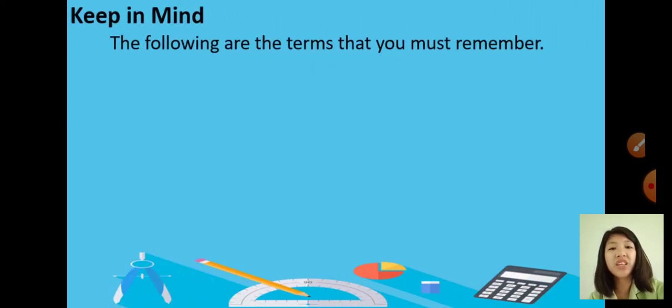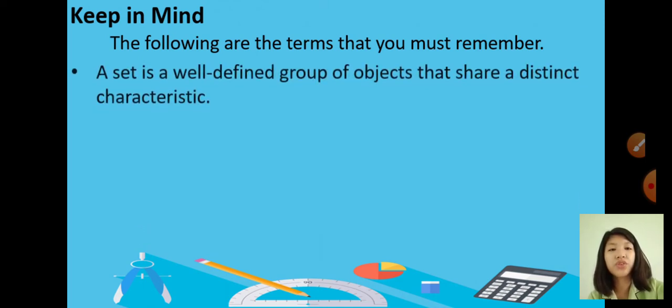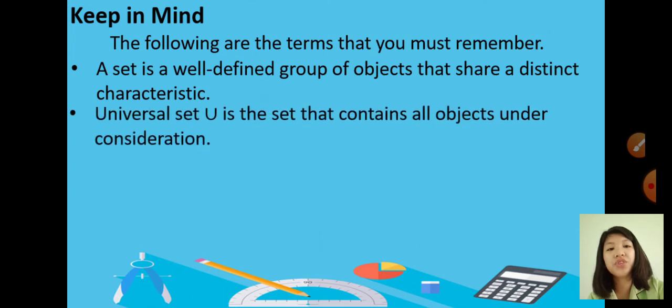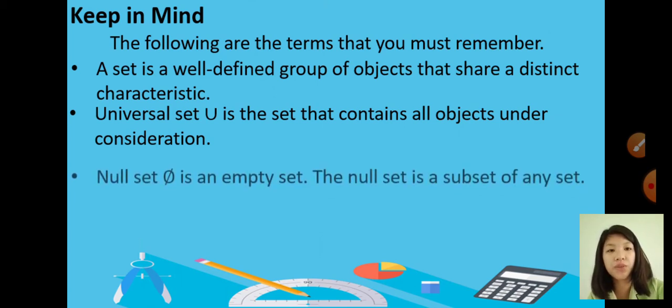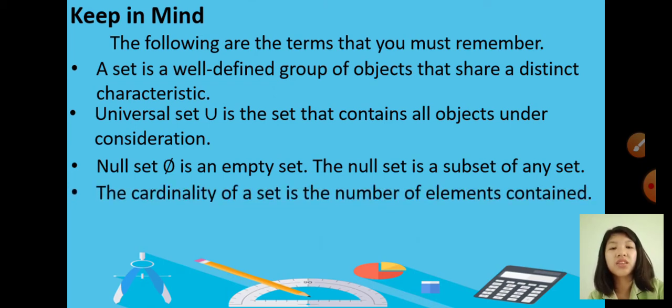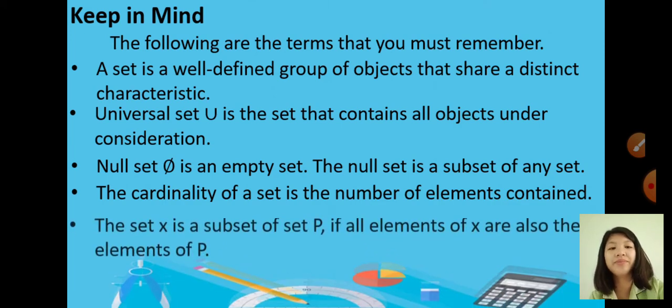Next, keep in mind or remember the following terms. So, first, a set is a well-defined group of objects that share a distinct characteristic. Universal set or yung symbol is big letter U is the set that contains all objects under consideration. And null set or yung symbol na makikita nyo is an empty set. The null set is a subset of any set. Next, the cardinality of a set is the number of elements contained.